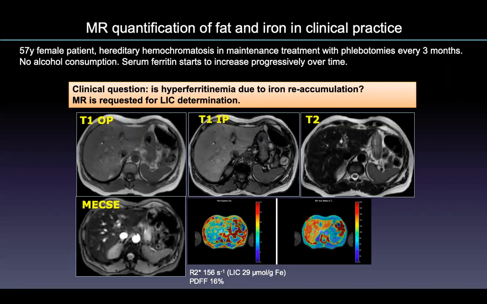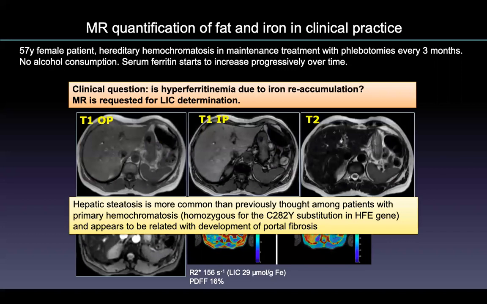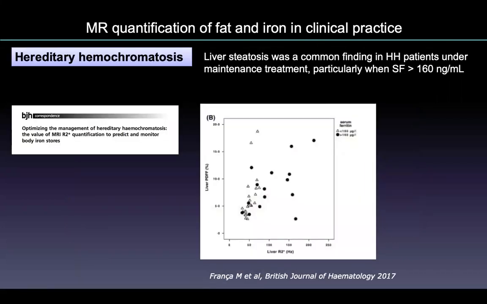has liver steatosis. And this is very interesting because we know now that hepatic steatosis is more common than previously thought among patients with primary hemochromatosis and can be related to disease progression. And we found in our cohort that liver steatosis was a common finding in hereditary hemochromatosis patients under maintenance treatment, particularly in cases of ferritin higher than 160.